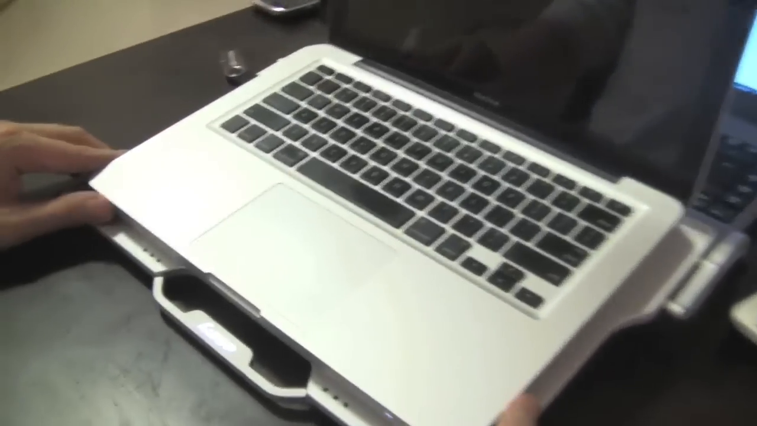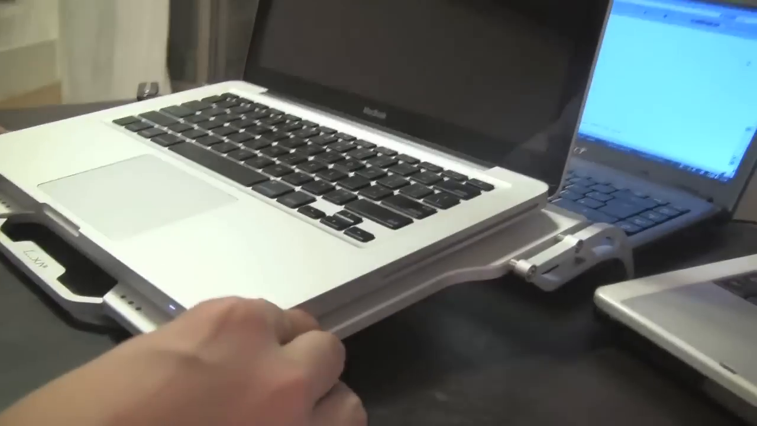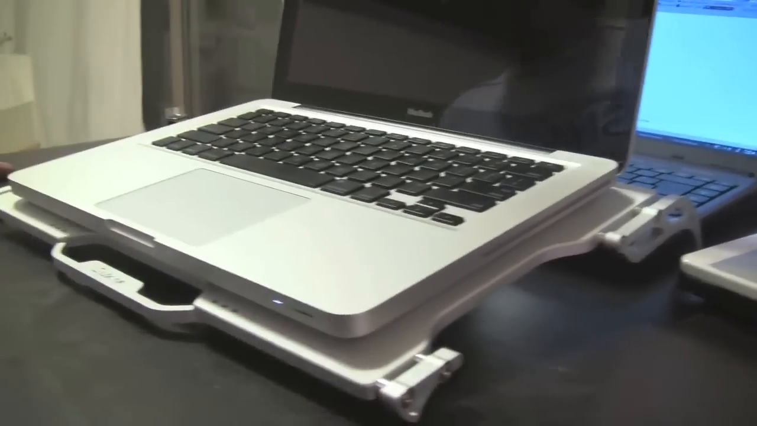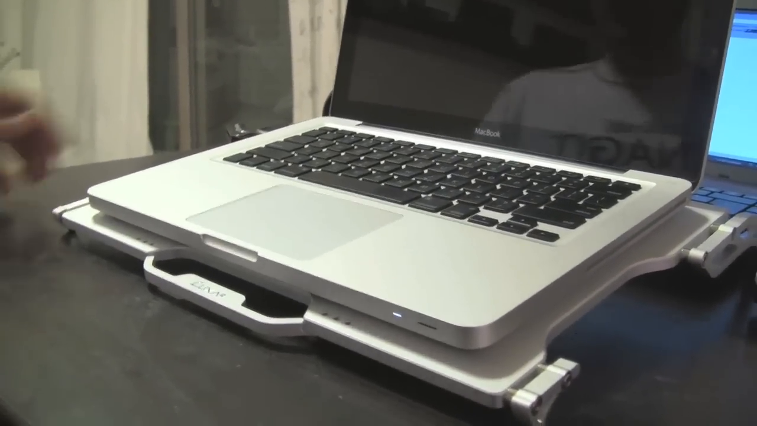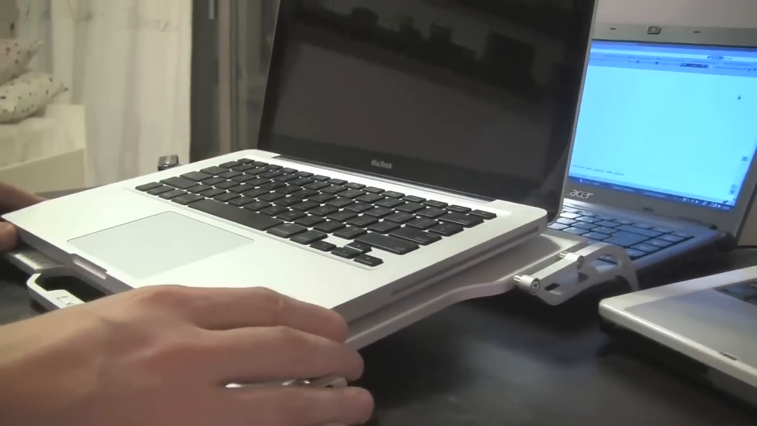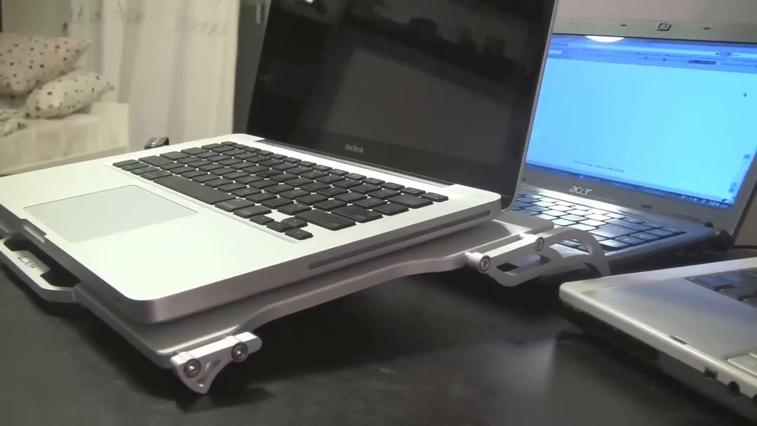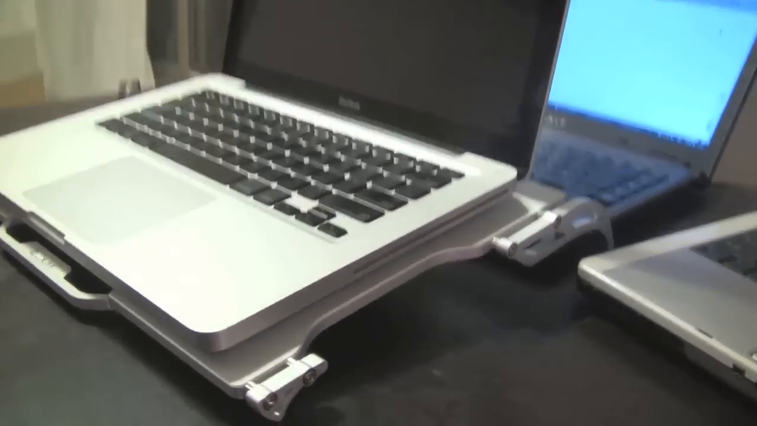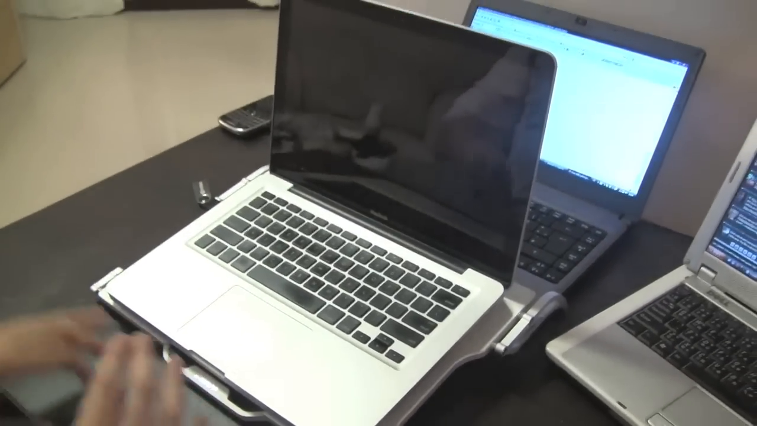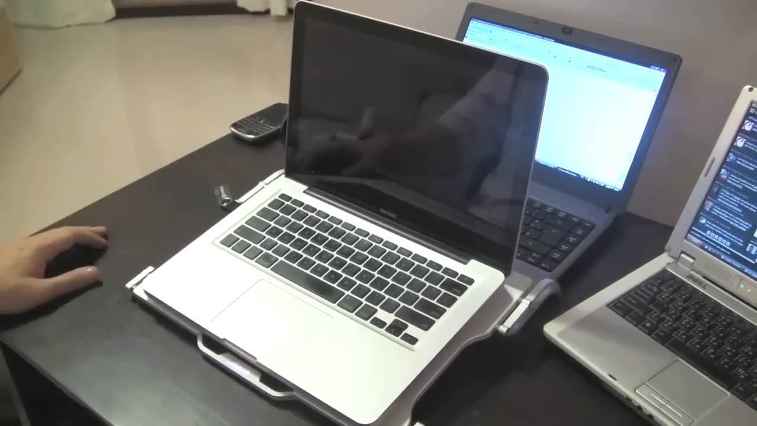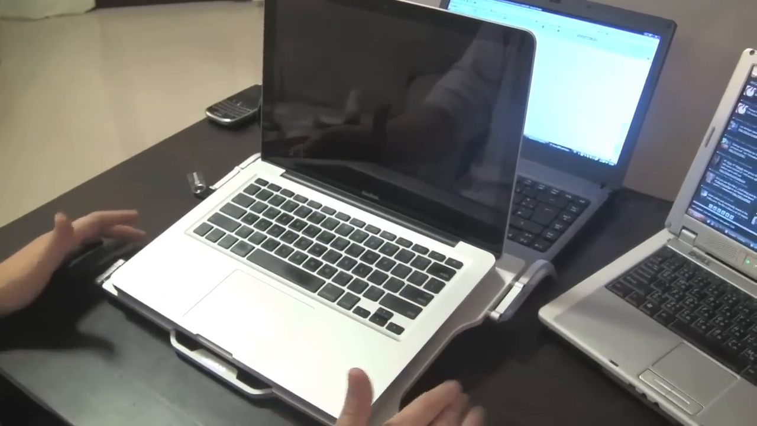Yeah, that's a stand, but also a huge heatsink. You know, even MacBooks can become quite hot. And I like the angle it's giving you. It's way better for your wrist. It's way more ergonomic compared to a plain, flat stand of your Mac on your desk.